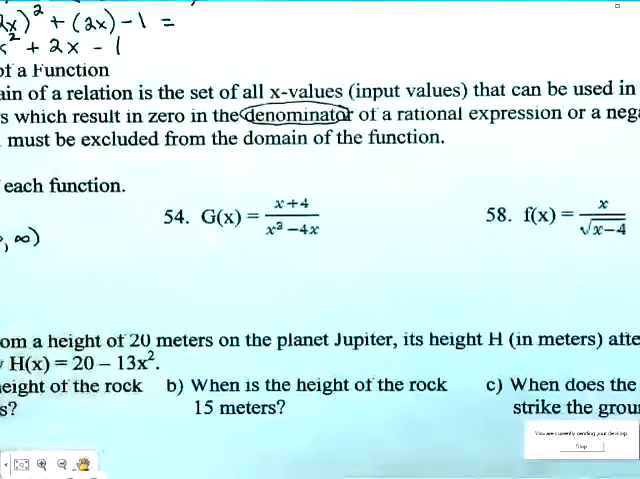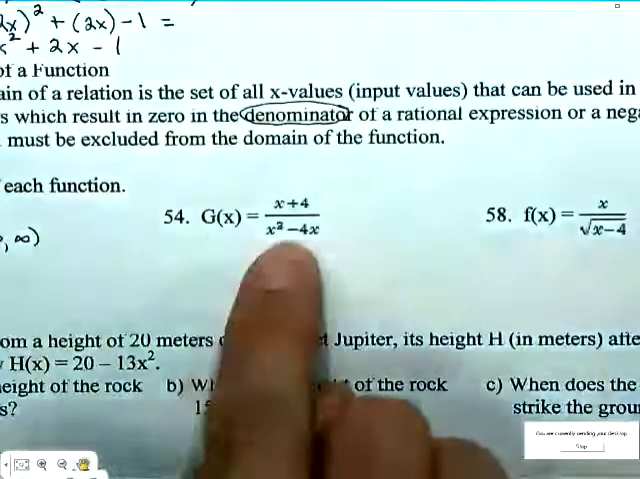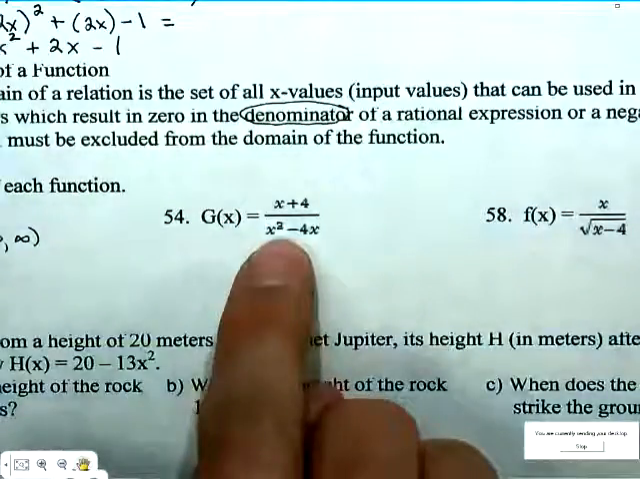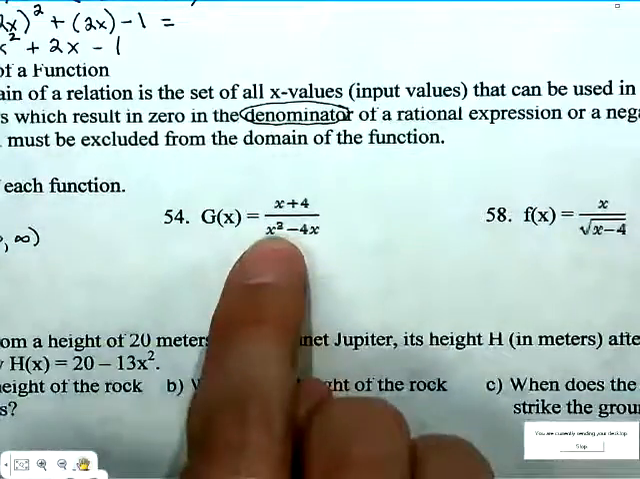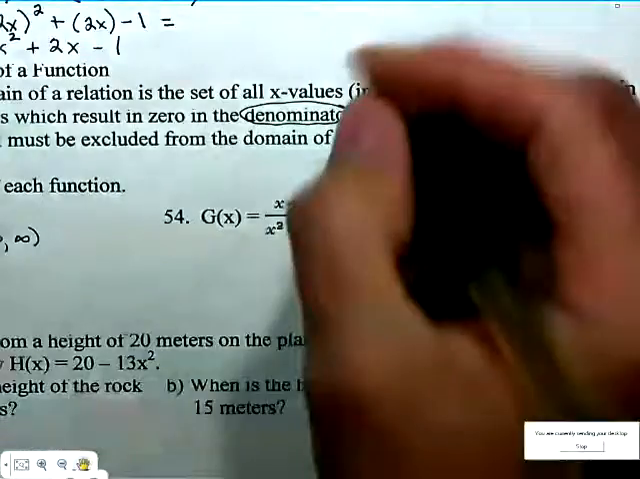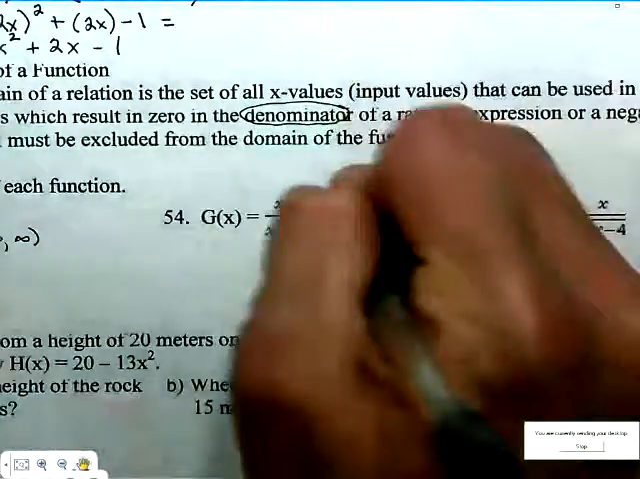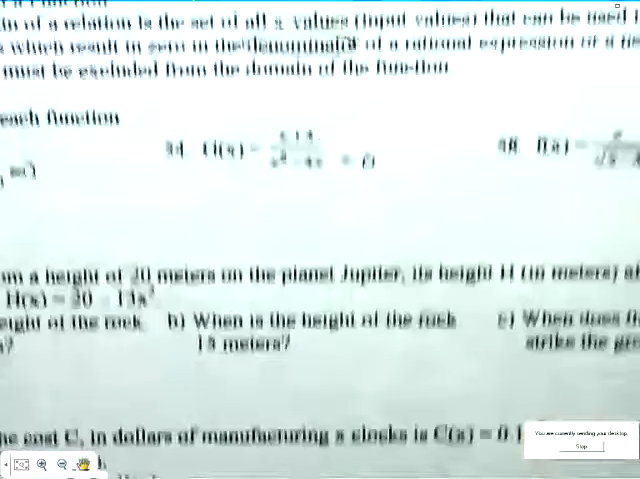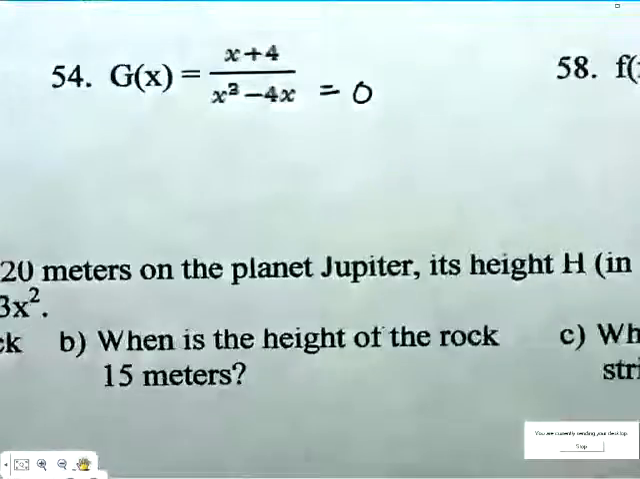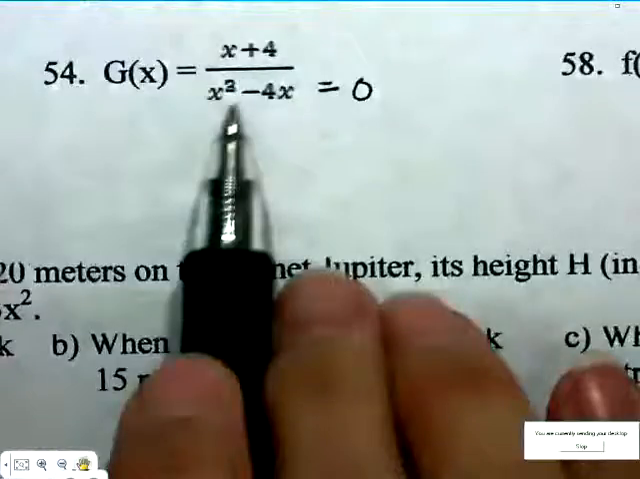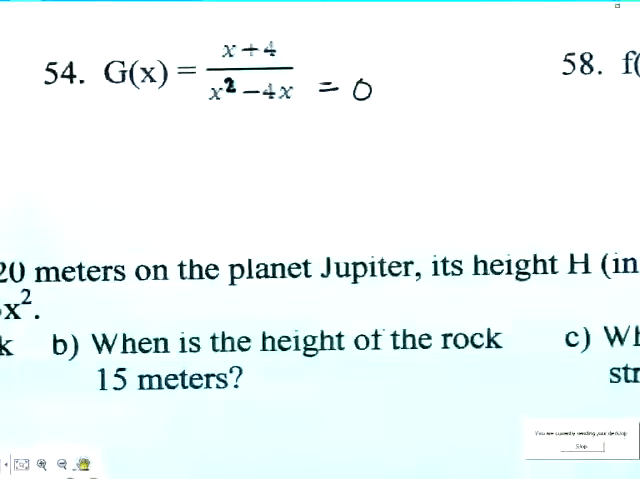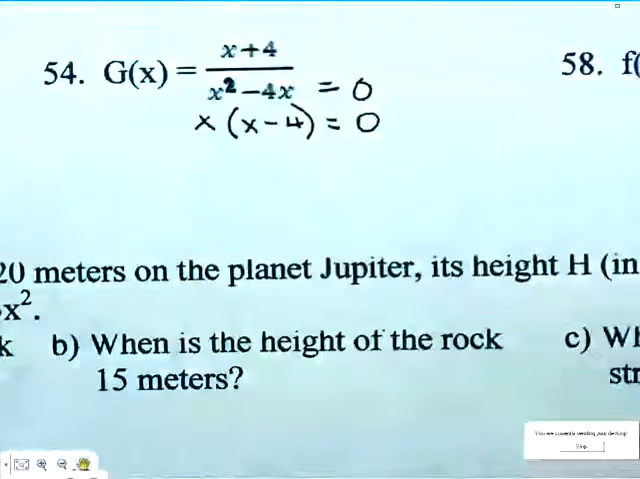So if I say, what can you let x be? Maybe you can squint hard enough to figure it out. But if you can't, just set the denominator equal to 0 and solve that equation. That's a quadratic equation, so solve it by factoring. If you factor out an x, it leaves you an x minus 4. So what 2 numbers make that denominator 0?